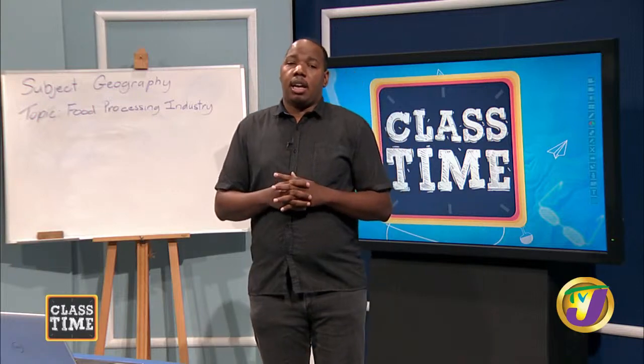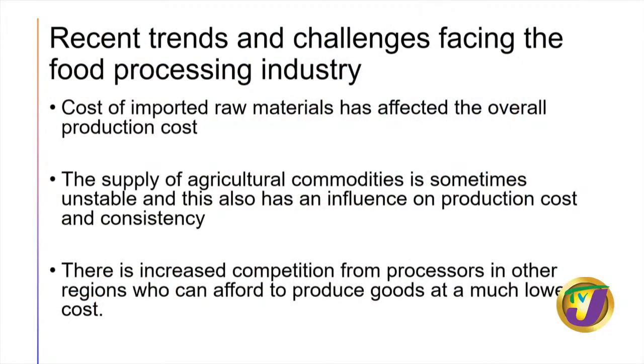The food processing industry has experienced several challenges, and I'm just going to talk briefly about 3 of these challenges. One challenge is the cost of imported raw materials. This has affected the overall production costs. So all of these ingredients that are necessary for the production process, sometimes these materials are more or less available, and that can affect the cost of production. And that will in turn, because of course we're importing some of these ingredients, affect the end cost to the consumer.